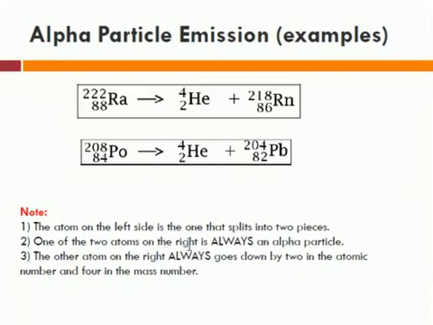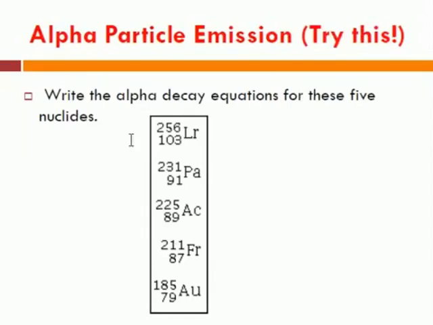The atom on the left side is the one that splits into two pieces. Number 2, one of the two atoms on the right is always an alpha particle. So we always have the alpha particle on the right side, on the product side. Number 3, the other atom on the right always goes down by 2 in the atomic number and 4 in the mass number. So that is the alpha particle emission or alpha decay. So, later we're going to answer this one. So, let's first finish discussing the other modes of decay.